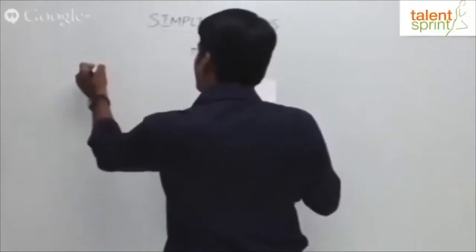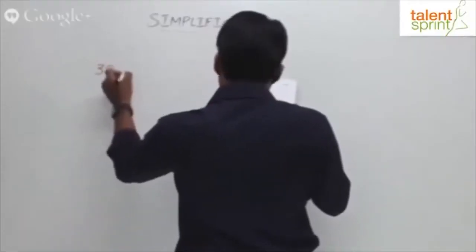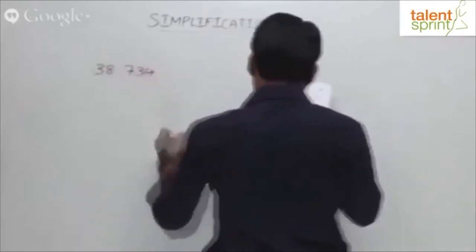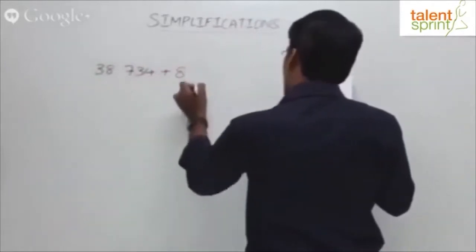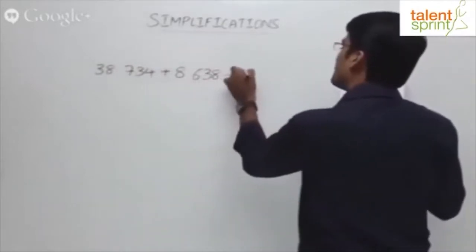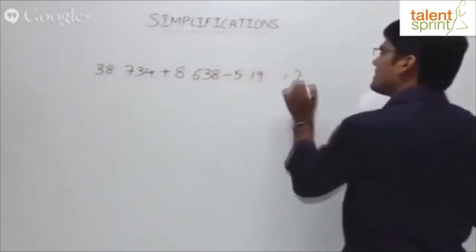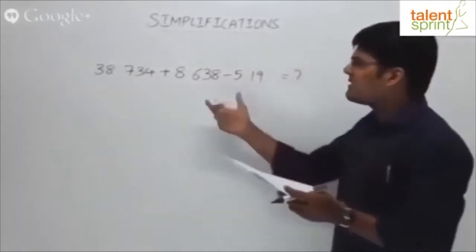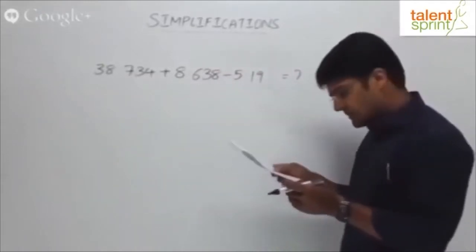The question here says it is 38.734 plus 8.638 minus 5.19 is equal to what? So a very basic question which involves addition and subtraction. These are the two operations, right?